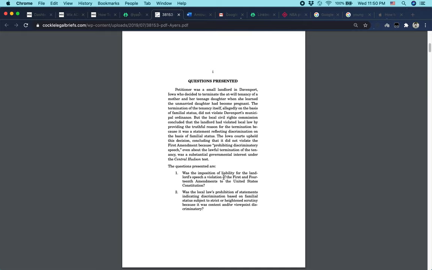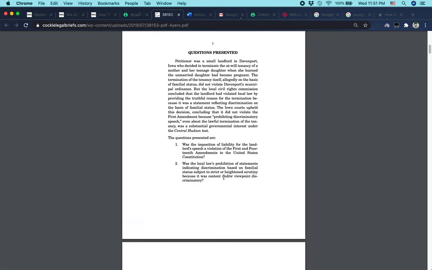In regards to this, it's the case in which a local civil rights commission concluded the landlord had violated local law, and the Iowa courts upheld the decision, concluding it didn't violate the First Amendment rights of free speech. So this is the facts of the case, just simply unbiased, what happened previously in the lower courts.